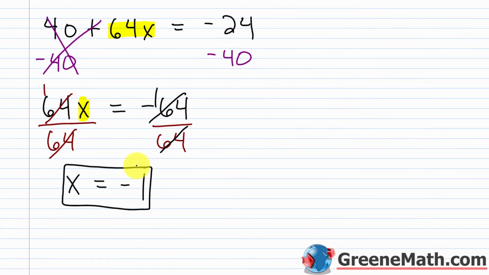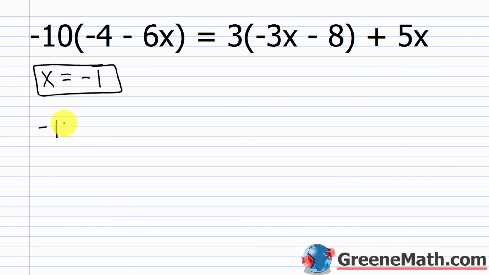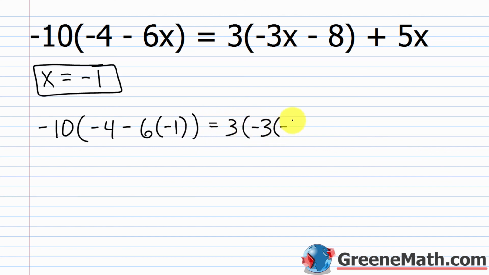All right, so let's erase everything and check. And so we'd have negative 10 times this quantity, negative 4, minus 6 times negative 1. This equals 3 times this quantity, negative 3 times negative 1, minus 8, then plus 5 times negative 1. And again, all I'm doing is plugging in a negative 1 everywhere that x exists. So that means I plugged in a negative 1 here, here, and here. And I'm just going to make sure the left and the right side are the same value, right? Make sure they're equal.